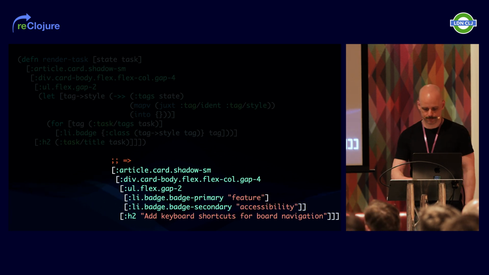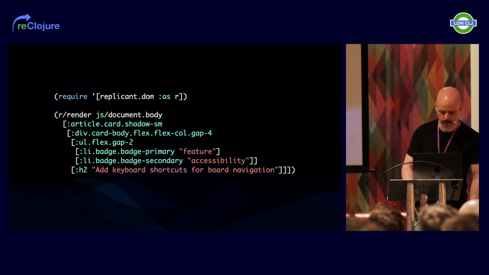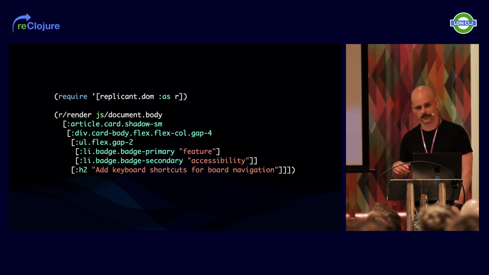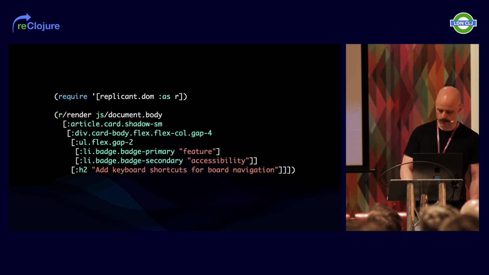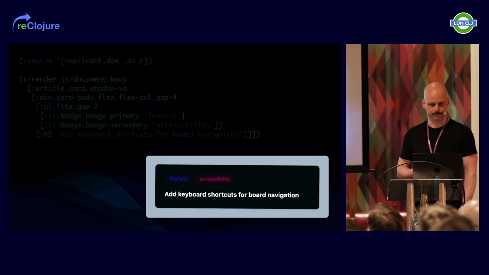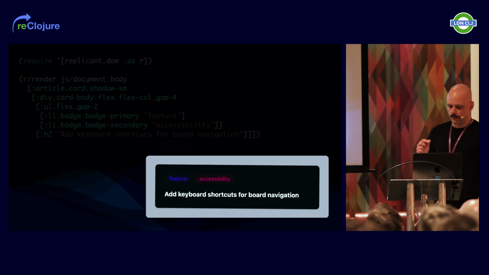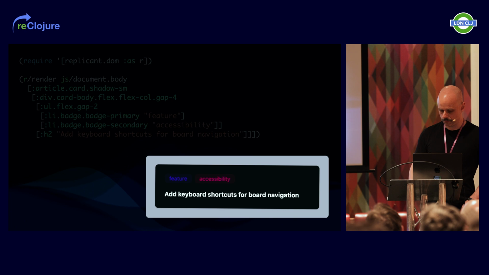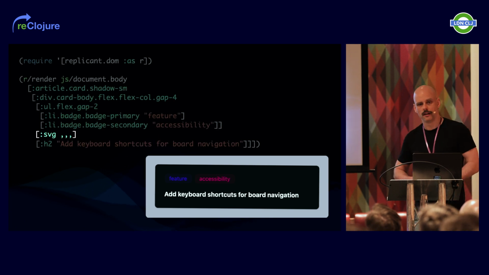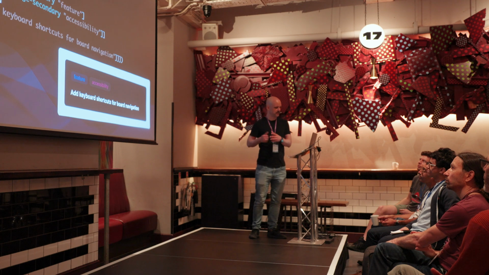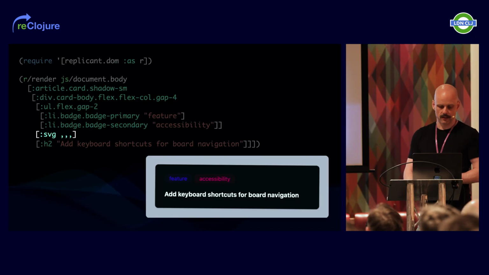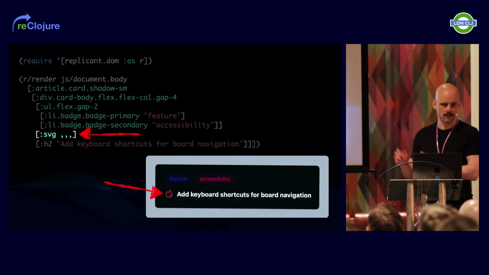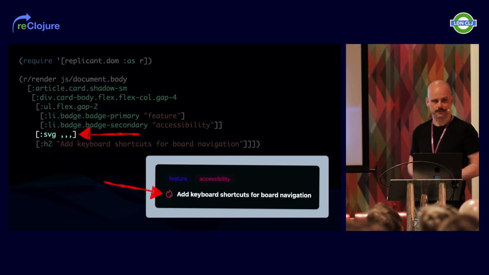To render this, you pass it to replicant DOM/render along with a DOM element. And then you'll be presented with something like this on screen. If you call render again with the same DOM node, but slightly different hiccup, Replicant will figure out what needs to change and perform only the necessary changes. So in this case, insert the SVG at the right place and leave everything else as it was.